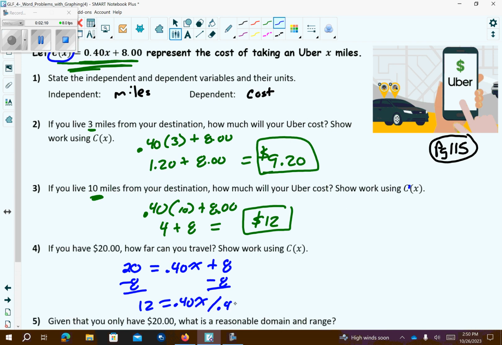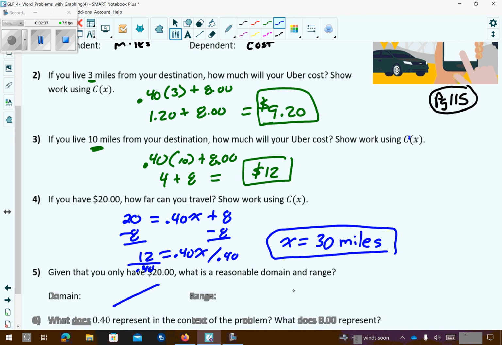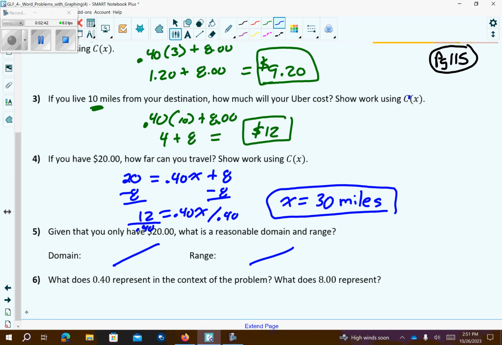Divide both sides by 0.40, so you'd want to use a calculator on this. On my calculator, I'm going to go 12 divided by 0.40, and that comes out to 30. And this means that if you had $20, you can go 30 miles. Let's not worry about the domain and the range of these at this point. I think we might have done it the other day, but let's not worry about it.